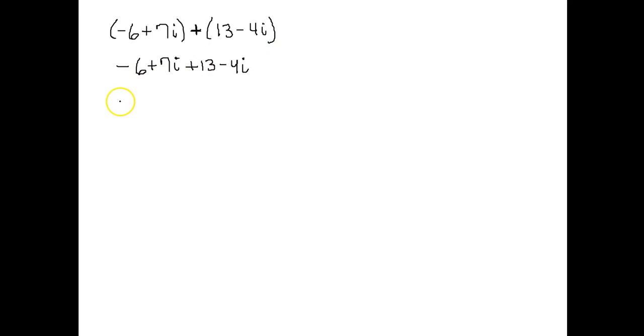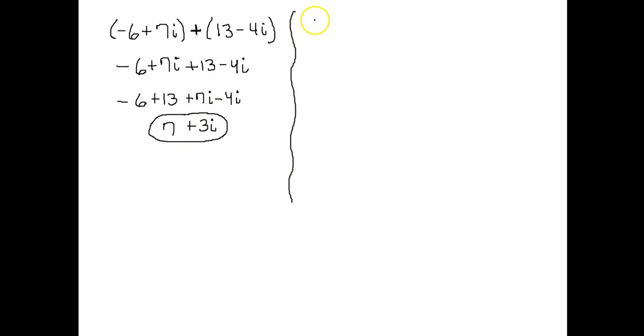So then I can take the real parts, the negative 6 and the plus 13, put those together to get 7. And I can take the imaginary parts, 7i minus 4i, put those together and get plus 3i. And then your final answer is in that a plus bi format. So that's how you handle addition.